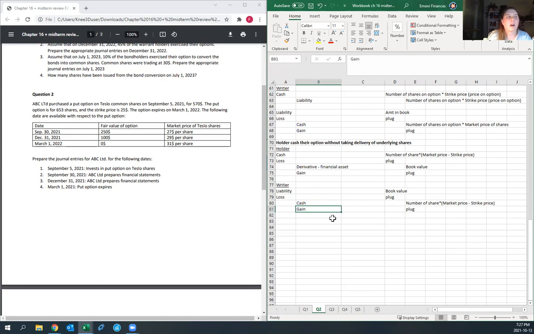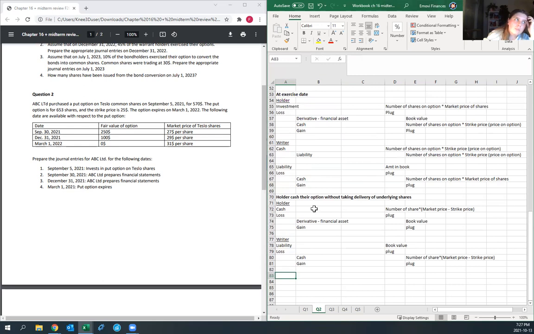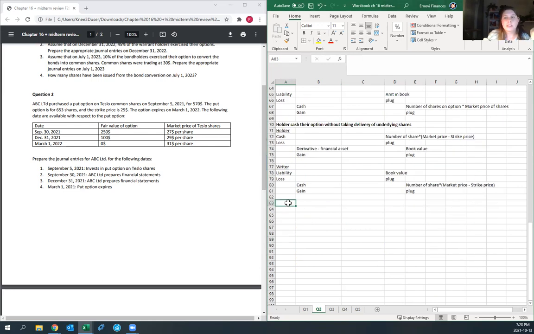So I know it seems complicated, but it's just reducing your liability or asset to the market value. And then at the exercise date, you just plug them into the transaction. Any questions for derivatives?